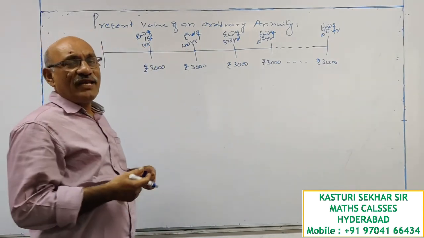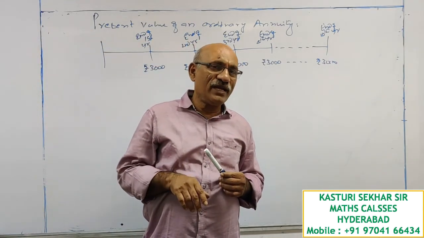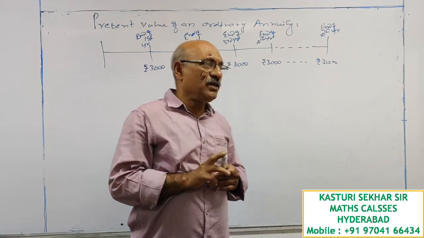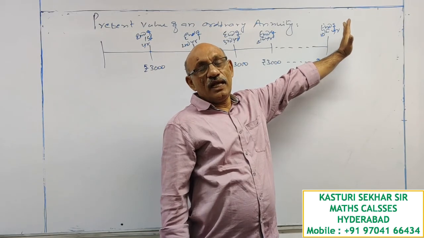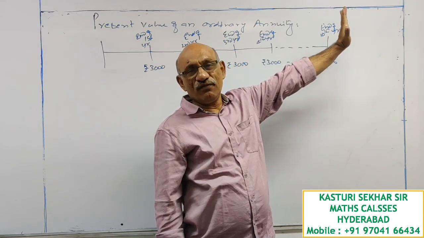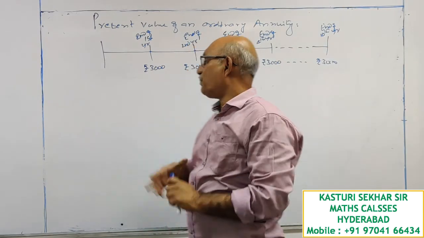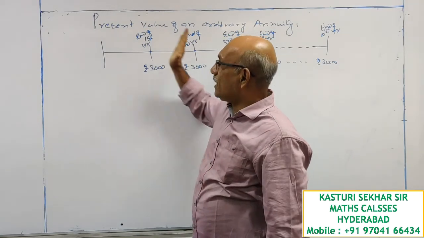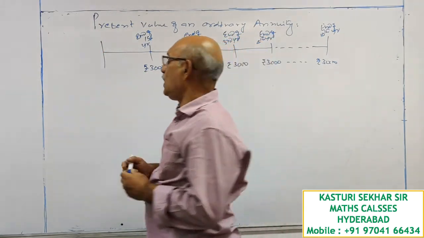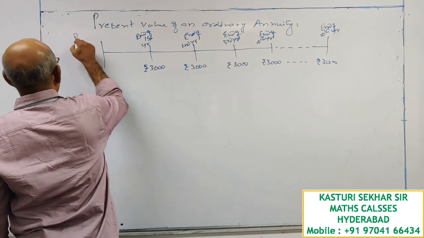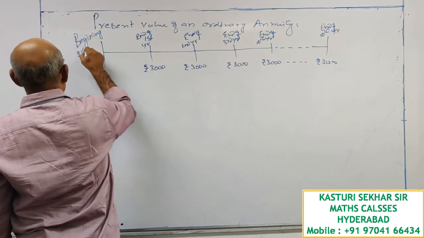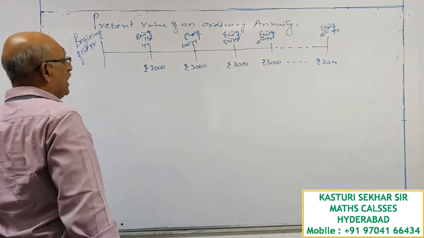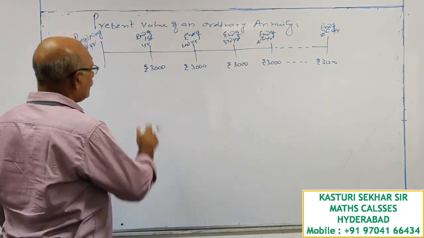Now in case of amount of an annuity, each value is compared to a future date. In case of present value, each of these values I am comparing from now. This is beginning of the first year.